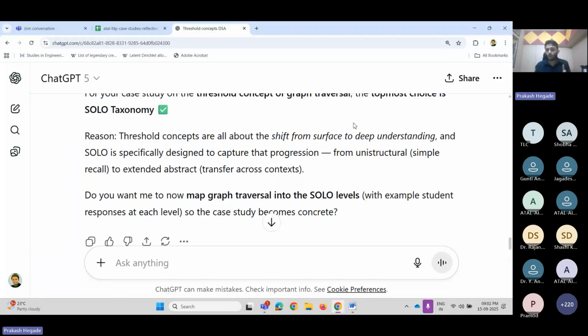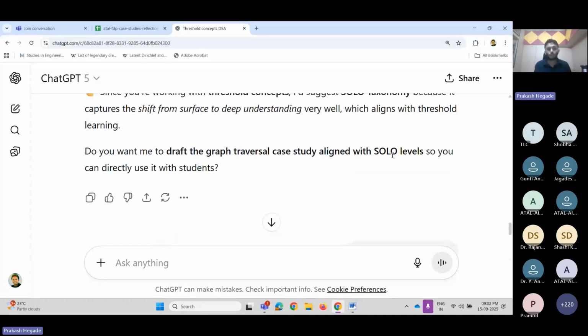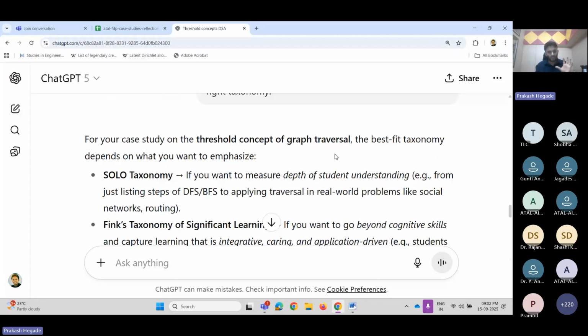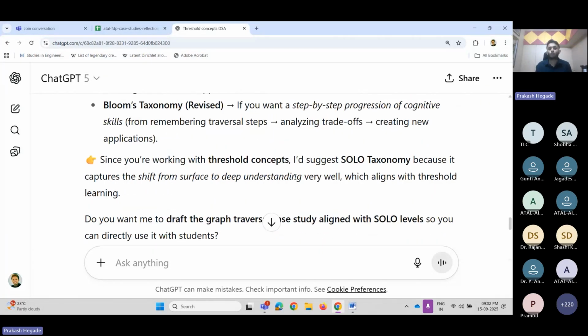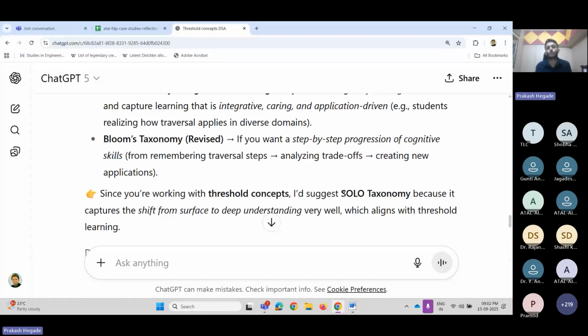Can you all tell me in the chat window what is for yours? Is it suggesting something alternative or something else? So what did we do? I'm just saying for the threshold concept for which I'm generating a case study, I want a best fit taxonomy. For me, it listed out three, and from the three I asked for the top one, and it has given me the SOLO taxonomy to be used. And that's what I'll be using later. For you all, what has it recommended?